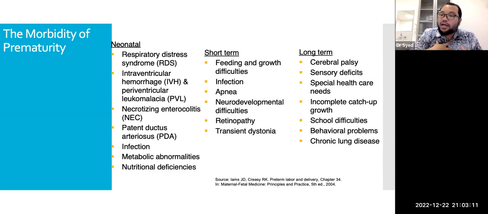Kan, heart dia boleh dapat PDA. Lepas tu GI dia, risk senang nak dapat apa? Senang nak dapat NEC, feeding intolerance. Immune system dia as mentioned before, hematological. Dia boleh dapat anemia of prematurity.